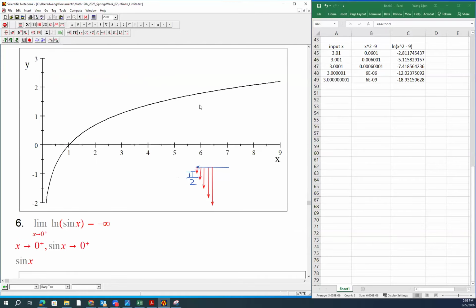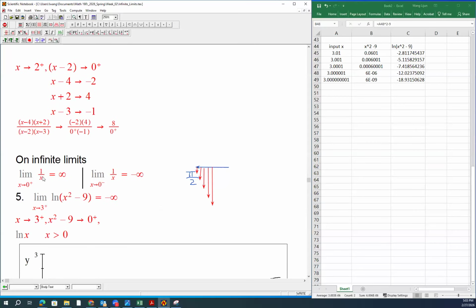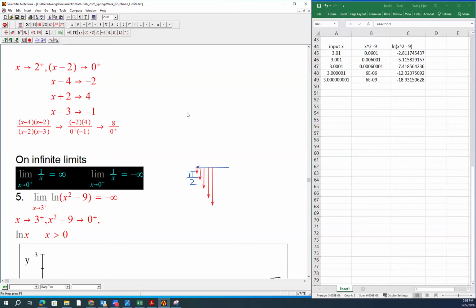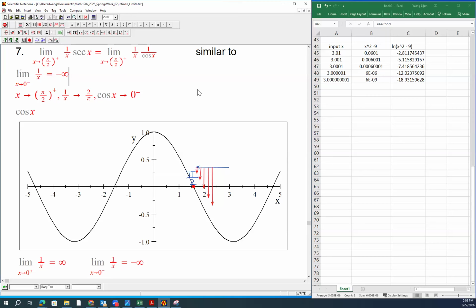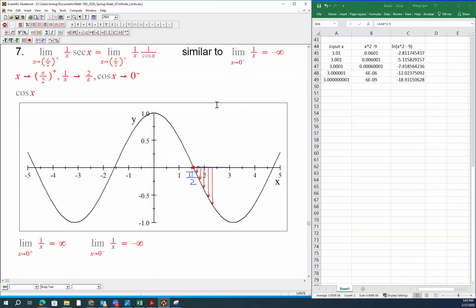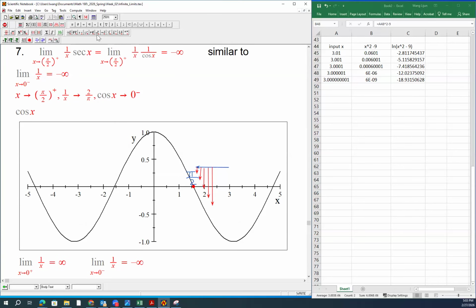So using this form, the process will be similar to that. Constant, 1 over a quantity that's getting closer and closer to 0 from smaller than 0. Therefore, this is going to be negative infinity.